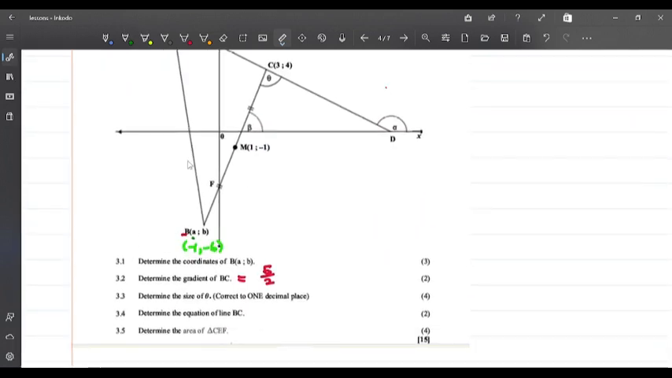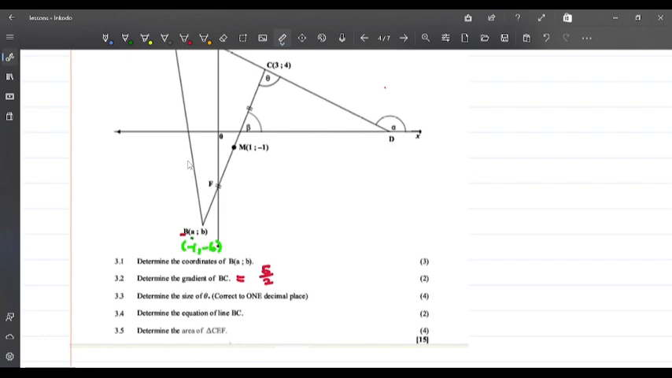Now, we found theta. Now we need to determine the equation of BC. Remember, I found the gradient of BC before. So this is a straight line and it must be in the form of y equals mx plus c. My gradient is 5 over 2, and I'm going to substitute any point on this line BC.